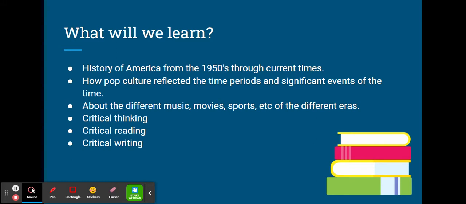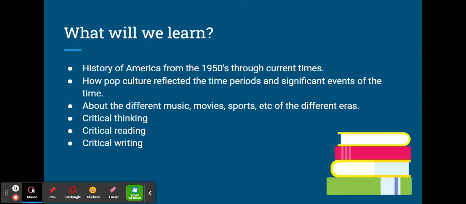It's going to cover a few different topics. First, we're going to need to cover some of the history of America from the 1950s through current times. This is because in order to learn about the pop culture, we need to learn about the significant events that the pop culture might be related to. And that brings me to my second point. We're going to examine how pop culture reflected the different time periods and what these significant events of the time were. We'll learn about the different music, movies, sports, etc.